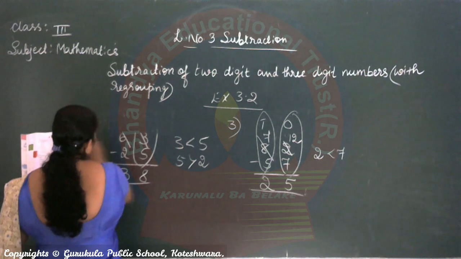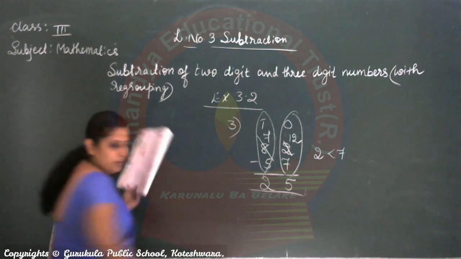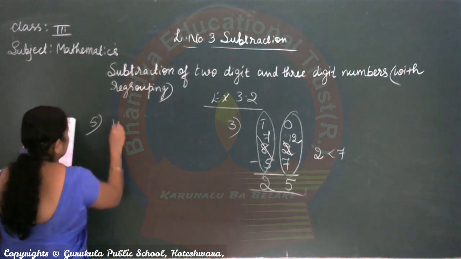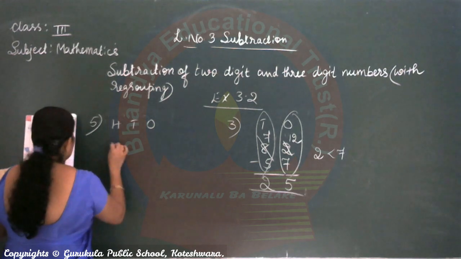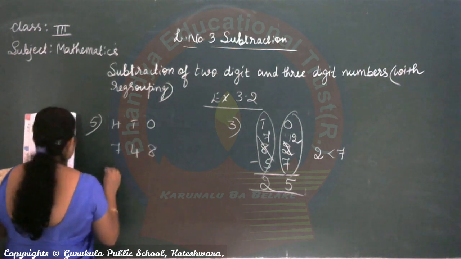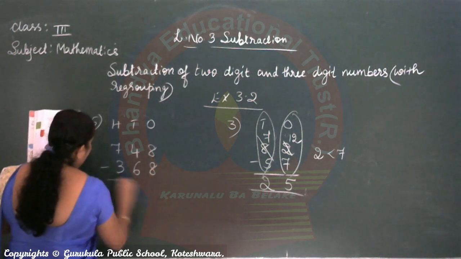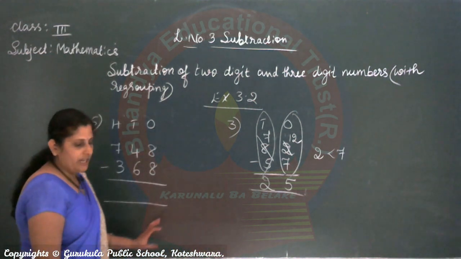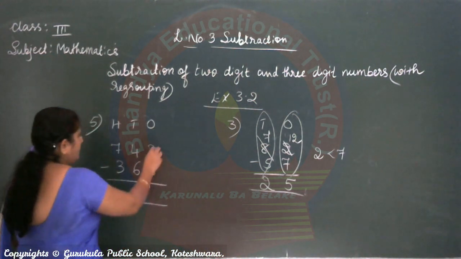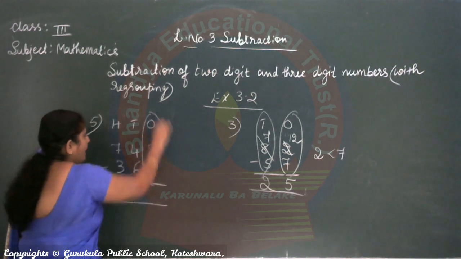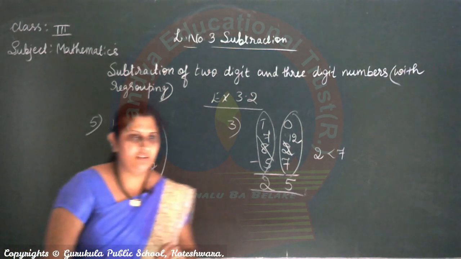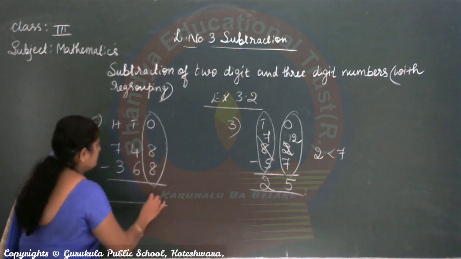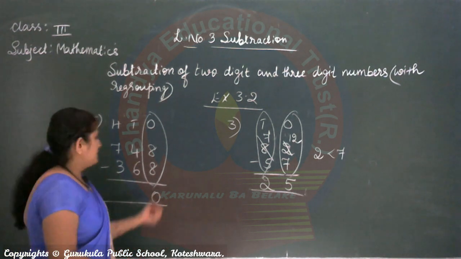Now next, I'll take the fifth question in your textbook, exercise 3.2: 748 minus 368. Subtract from the ones column first. 8 minus 8. As I have told you before, the same number minus the same number will be 0. 8 minus 8 is 0.